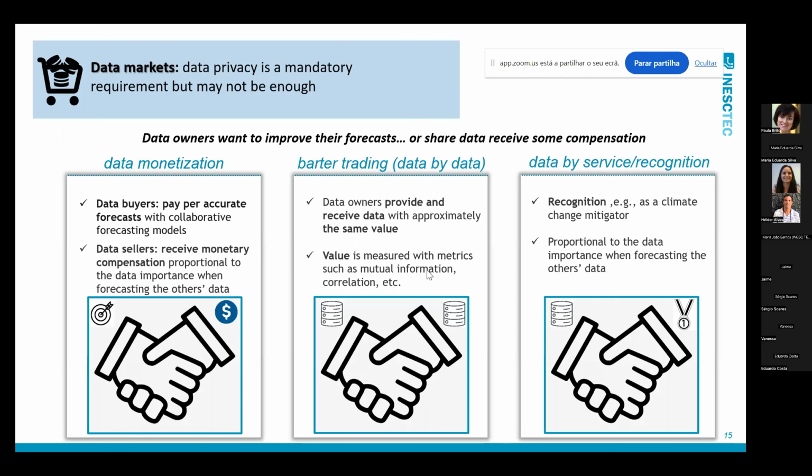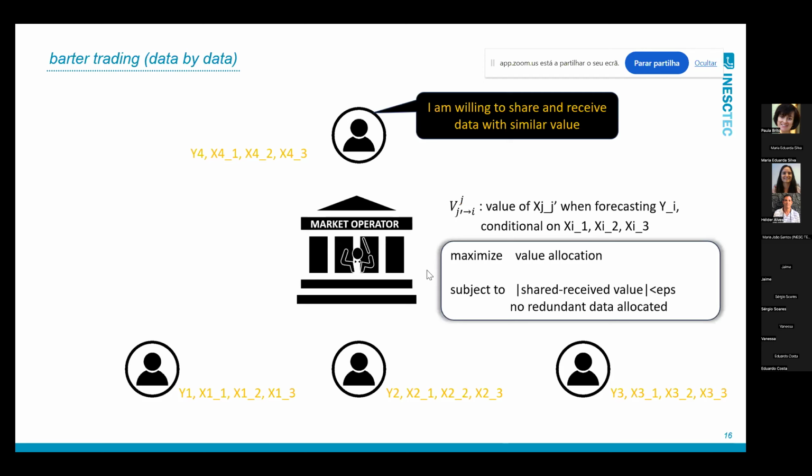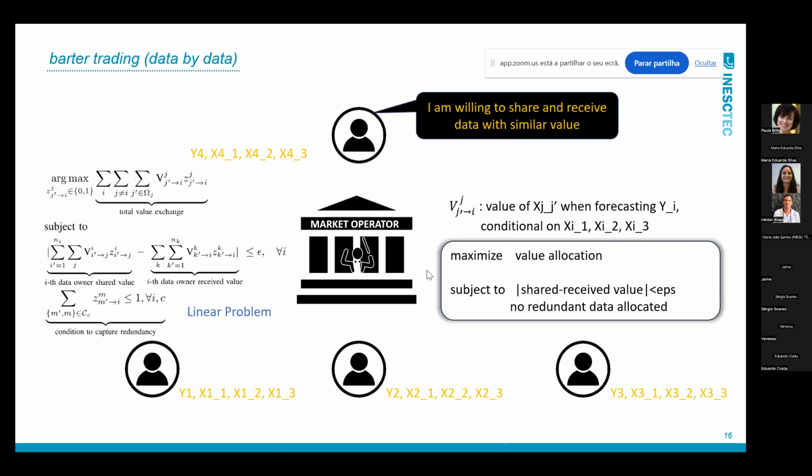Okay, now moving to the data by data, just to give you a brief idea of what we are doing. Here the aim is to encourage data exchange with data of similar value. The goal is to maximize the total value exchanged, restricted by the fact that shared and received values should be similar. Mathematically, we can represent it like that. We want to maximize the overall sum of the value of the j-th feature from agent j when it is shared with agent i.